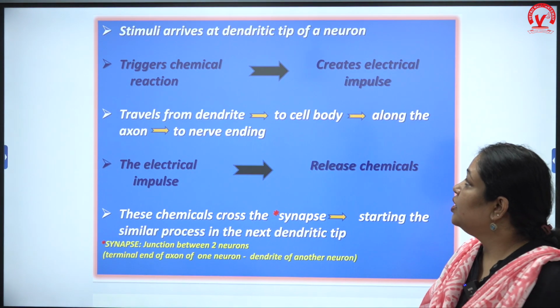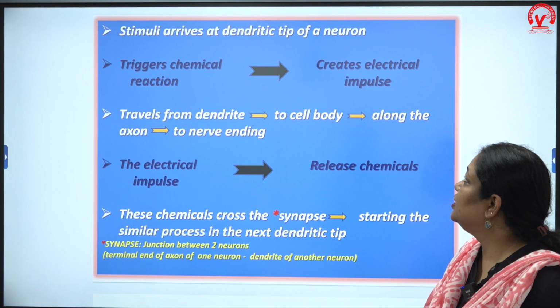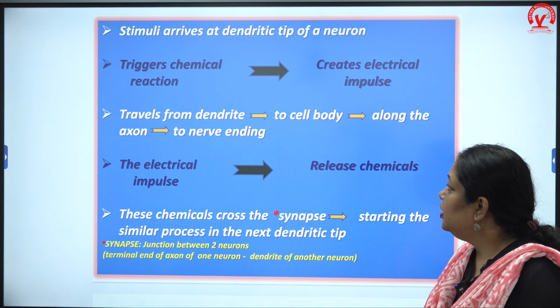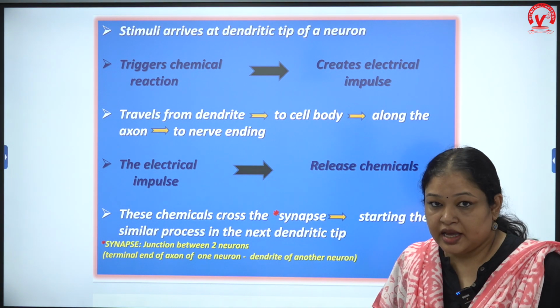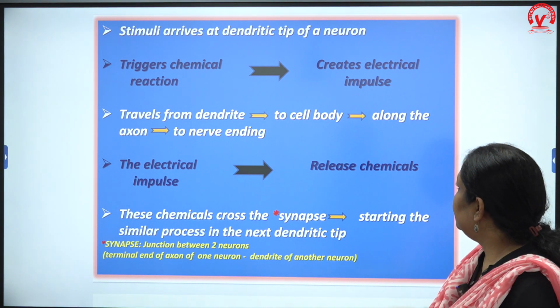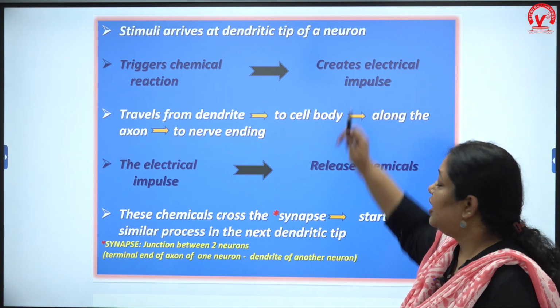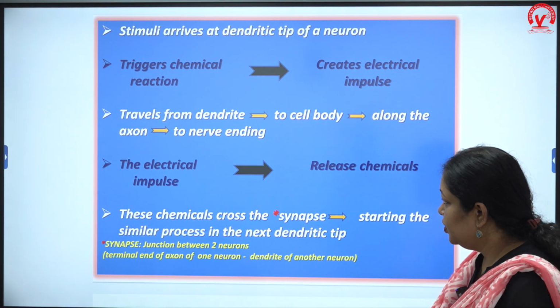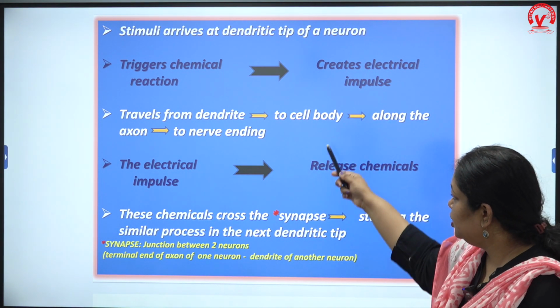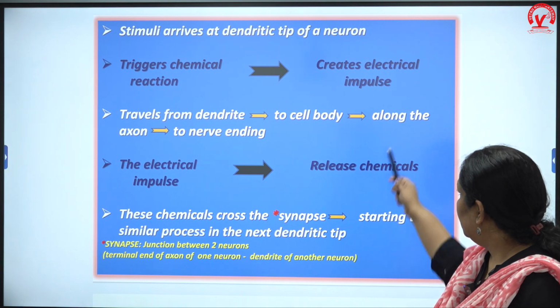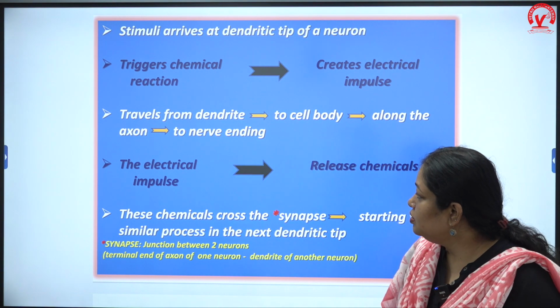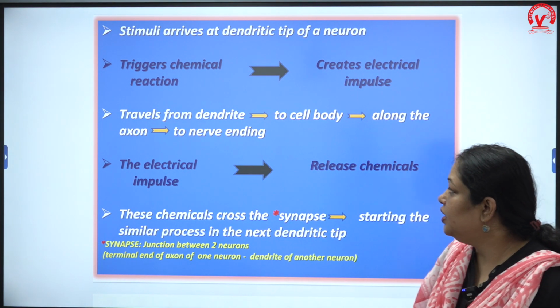The stimulus arrives at the dendritic tip of the neuron. It triggers a chemical reaction, from where it creates an electrical impulse, and that travels from the dendrite to the cell body along the axon, then it goes to the nerve ending.